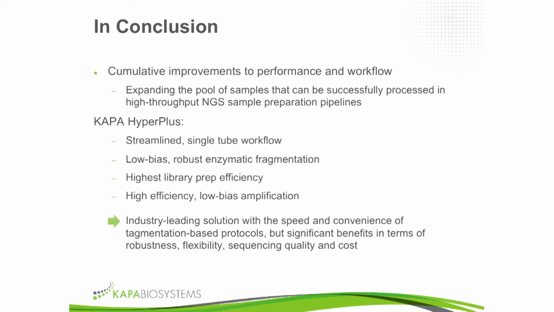So to briefly conclude, with the HyperPlus kit, we have streamlined library preparation in a single tube from fragmentation through ligation. We optimized a low-bias, robust enzymatic fragmentation solution. We created a workflow with the highest available library prep efficiency, and we utilize our KAPA HiFi enzyme for high efficiency and low bias amplification. The result is an industry-leading solution with the speed and convenience of a tagmentation-based product, but significant benefits in terms of robustness, flexibility, sequencing quality, and cost.